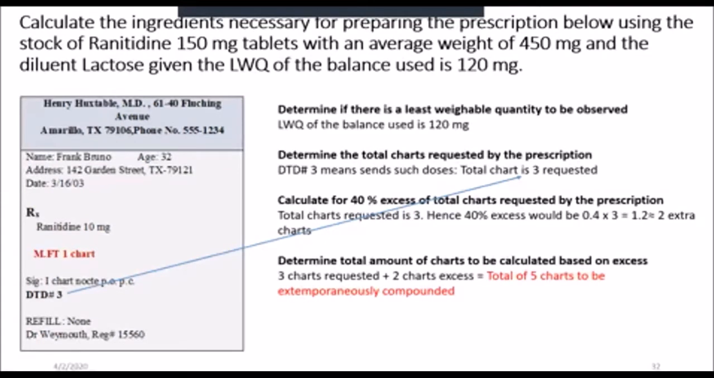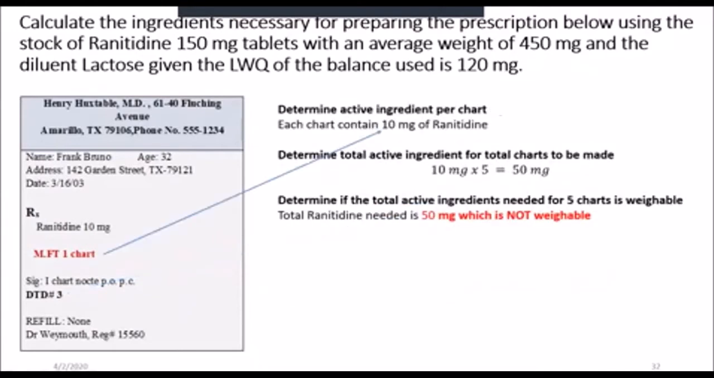Because we know invariably that when working with powders, we're going to have some amount of loss, we're going to calculate for 40% excess of total charts requested. Since the total charts requested was 3, 40% of that is 1.2. So we round that up to 2 extra charts because you can't have 1.2 charts. So the total amount of charts that we will be extemporaneously compounding or calculating for are 5 charts.